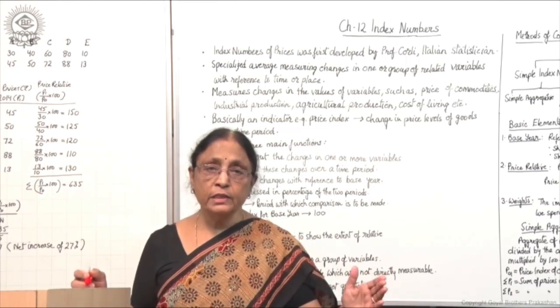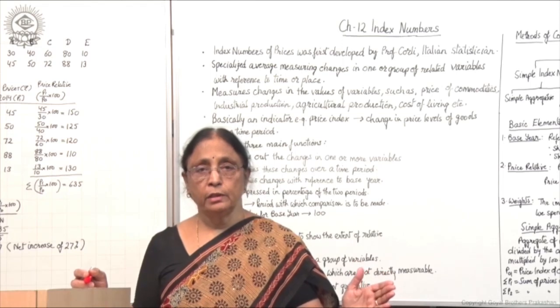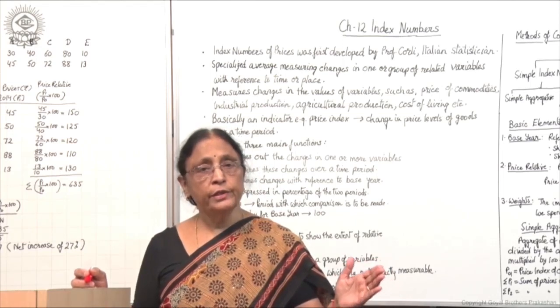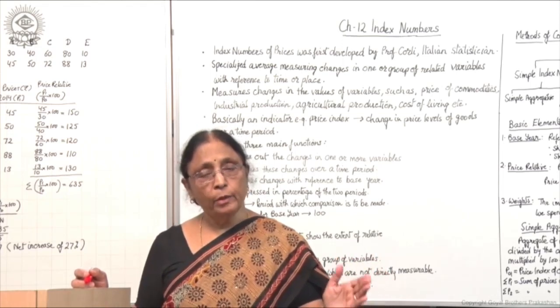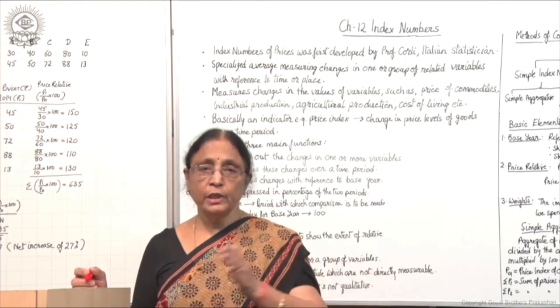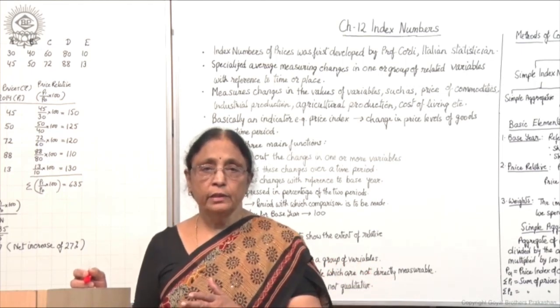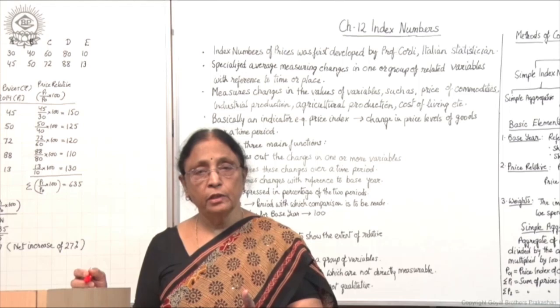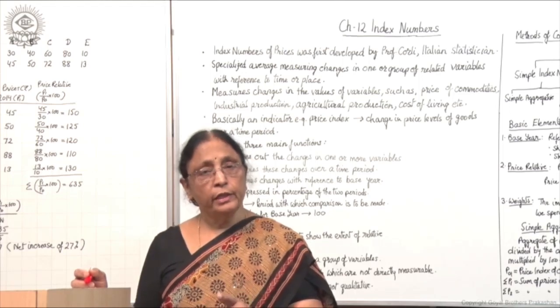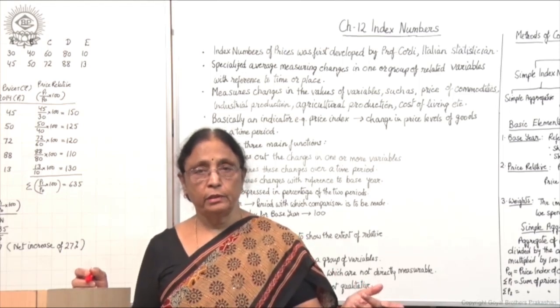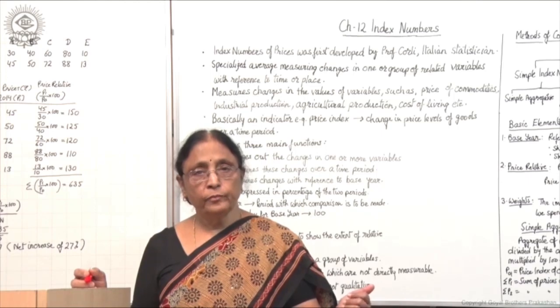So this base is known as the base year. You consider a certain year as a base year and compare the prices of the base year with the current year, and then say whether the prices are increasing or decreasing in comparison to the base year, right?